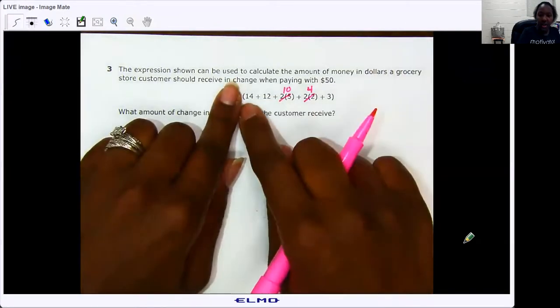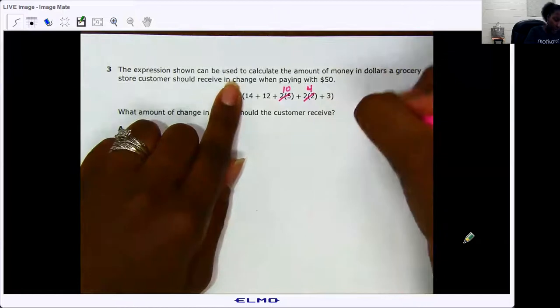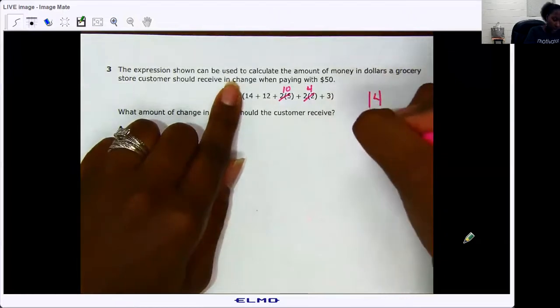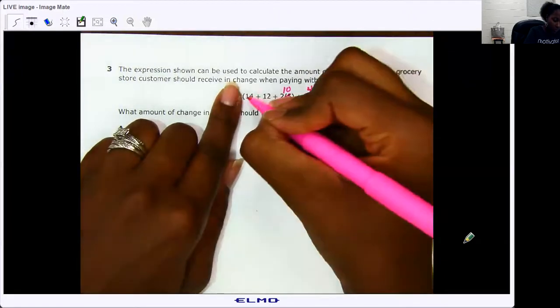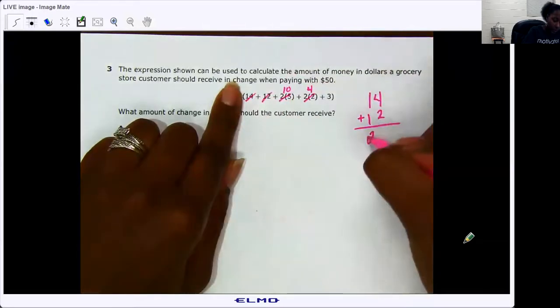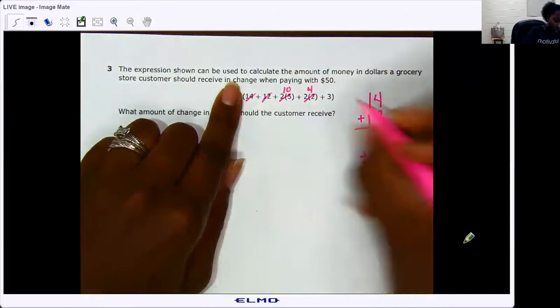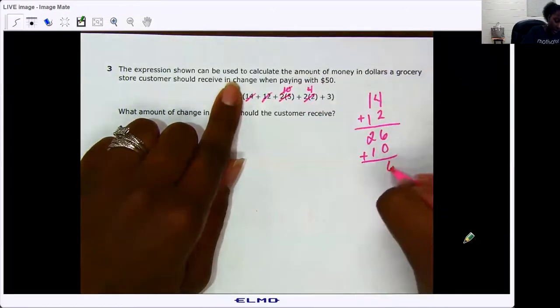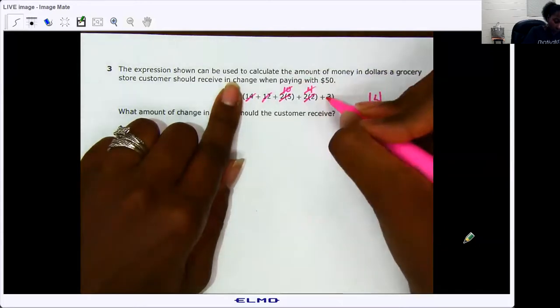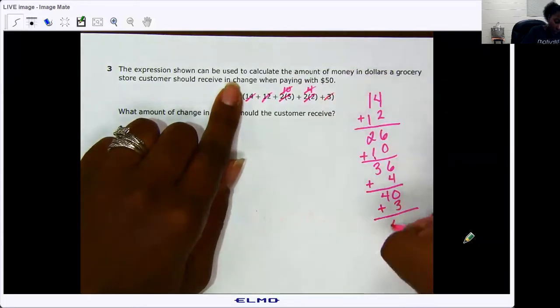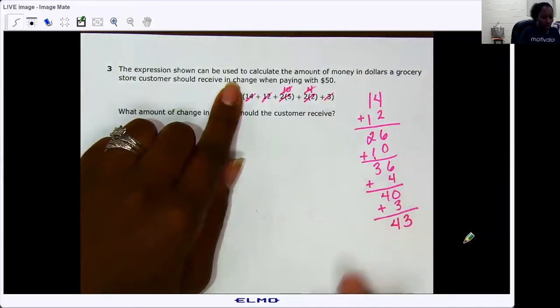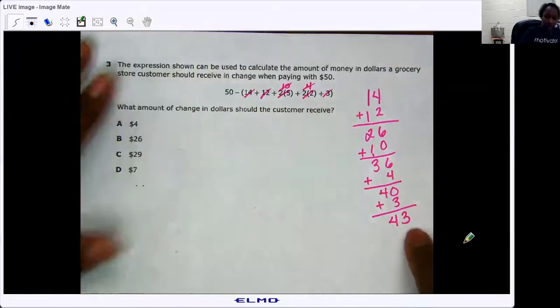Now I have nothing but addition in here. So let's go ahead and break it down. So we have 14 plus 12. So that's 26. Then the next one we have is the 10. I'm crossing it out as I go, so I keep track. 36. Then I have the 4. That's 40. Then I have the 3. 43. Okay, so all of the parentheses adds up to be 43.